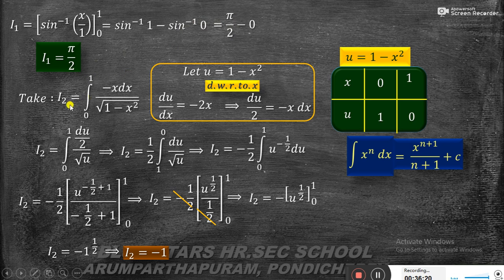Next I consider the I2 integral. I2 equals integral 0 to 1 of minus x dx by square root of 1 minus x². This is the second integral. Here I take u equal to 1 minus x², differentiate with respect to x, so du by dx equals the differentiation of 1, which is 0, minus the differentiation of x², which is 2x, so minus 2x.